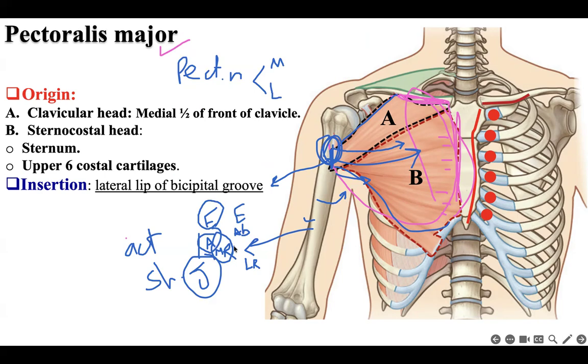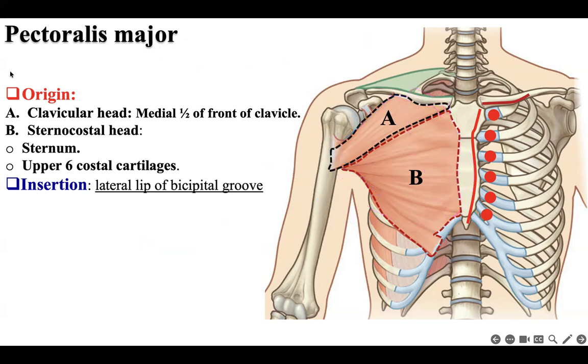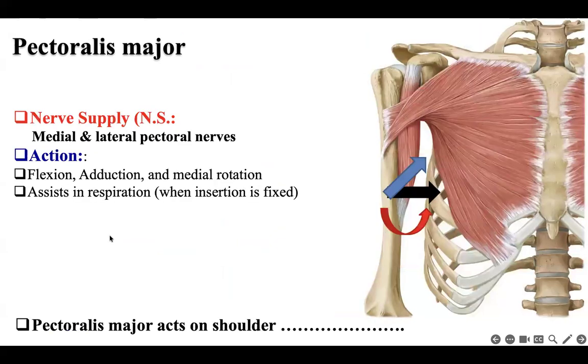This muscle is very important. Why? Because it is one of the two muscles directly under the breast. So any cancer of the breast can invade this muscle, and you have to remove it. And the patient after the surgery will complain of weakness in flexion, adduction and medial rotation. So the biggest one here is the pectoralis major.